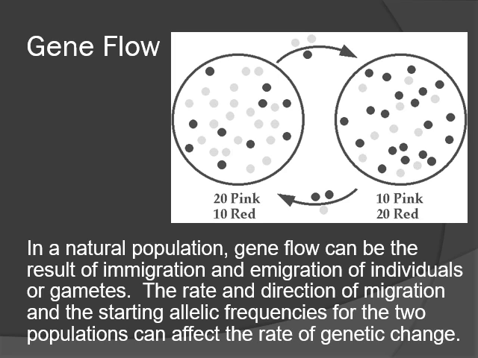If I was to have an organism moving from the brown population to the green population, and an organism moving from the green population to the brown population, suddenly my frequencies have changed. Now I've got 0.8 green, 0.2 brown in population 2, and 0.8 brown, 0.2 green in population 1. I've changed my allelic frequencies. Evolution has occurred.